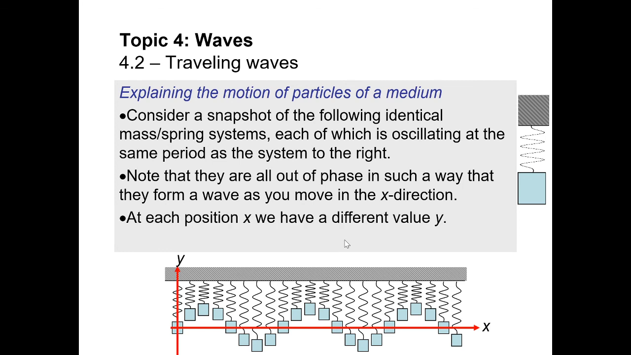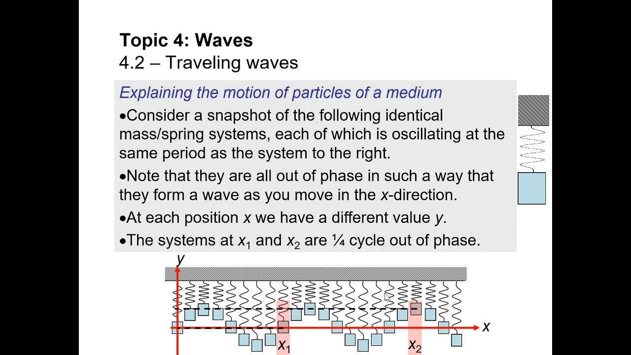Here we have our x and y directions. At every x position, we have a different y value. If we pick these two randomly, x1 and x2, we can see that x1 has a y value of 0. It's on the equilibrium line, but x2 is displaced in the positive direction. So they have different displacements. Now, how do we know that they are a quarter cycle out of phase? Like what we talked about before, it depends on which way this wave is moving. Let's just assume for now that it's moving left to right.